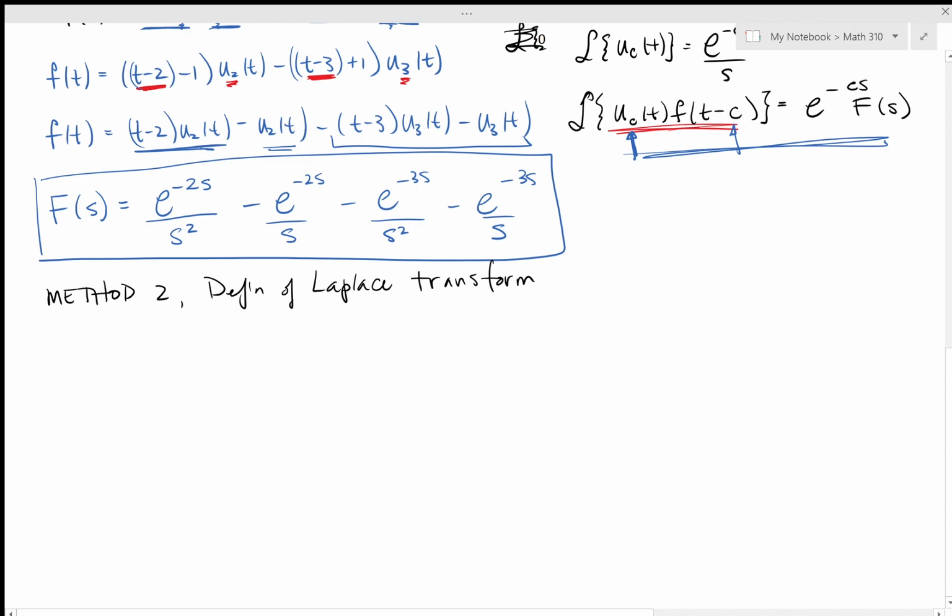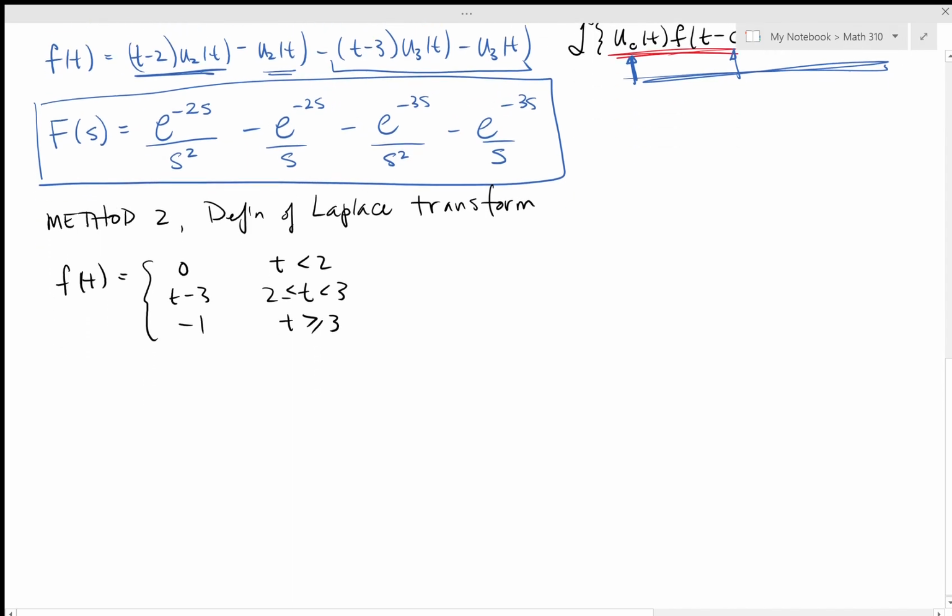So let us do that right now, and we'll just rewrite the function that we're taking the Laplace transform of right here. We're going to write it in the case representation. So that's going to be 0 when t is less than 2. It's going to be t minus 3 when t is greater than or equal to 2 and less than 3, and it's going to be minus 1 when t is greater than or equal to 3. Same function, but we've put it into the case statements.